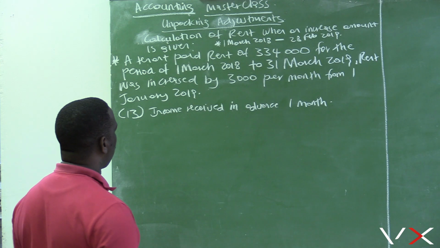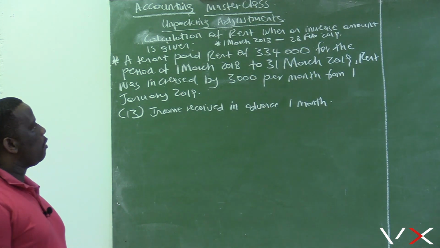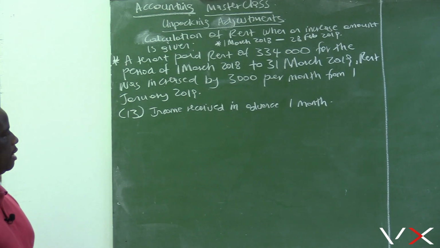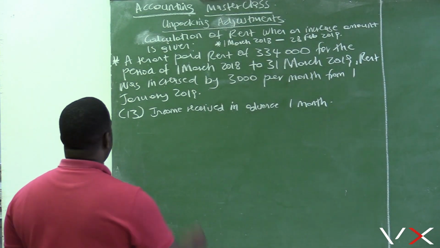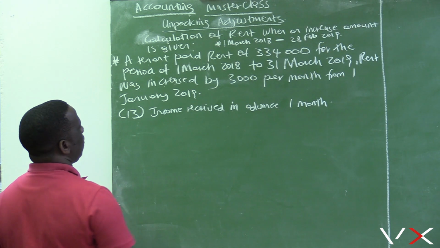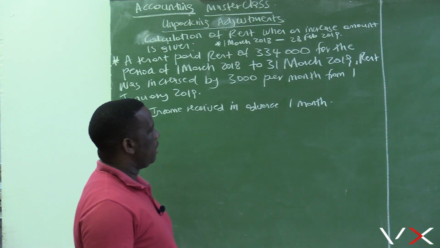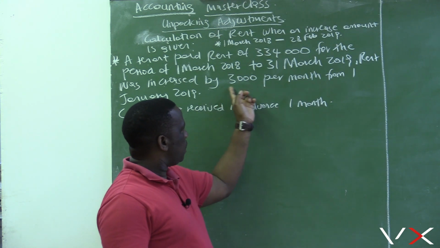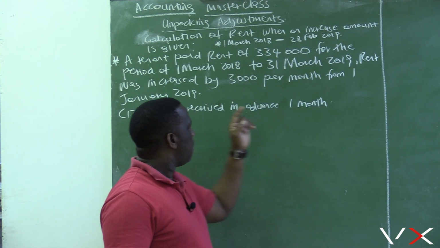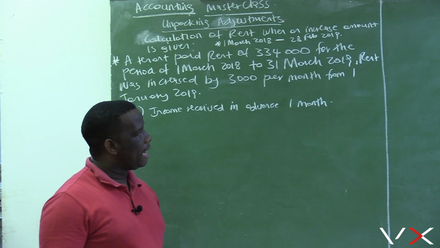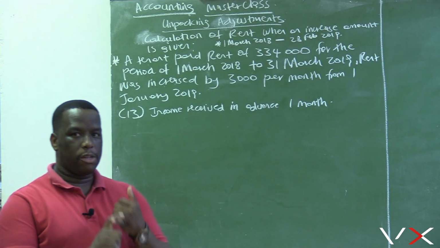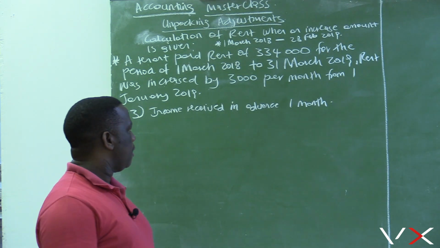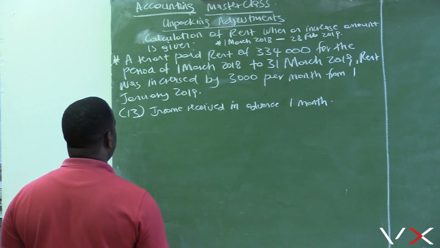So what do you need to do when you are confronted with a situation like this where you have to calculate a rent? The first thing that you need to do is to calculate the number of months where there is an increase. The increase was 3,000 per month from the 1st of January 2019. So it will be January, February, and March. So the number of months with an increase is 3 months.